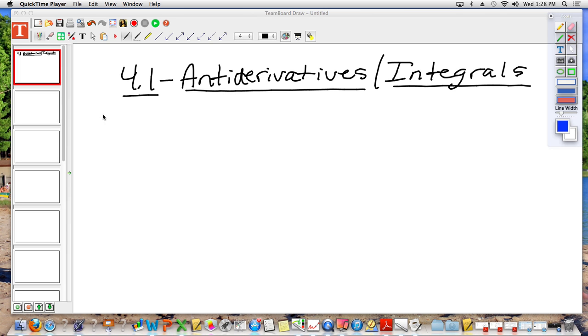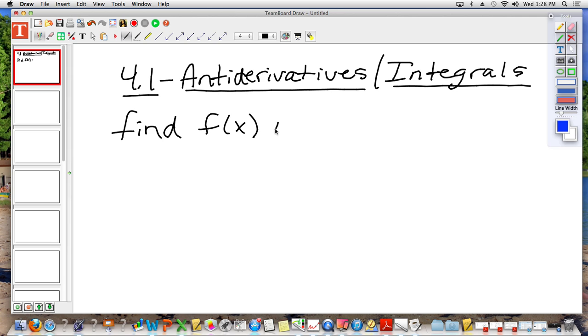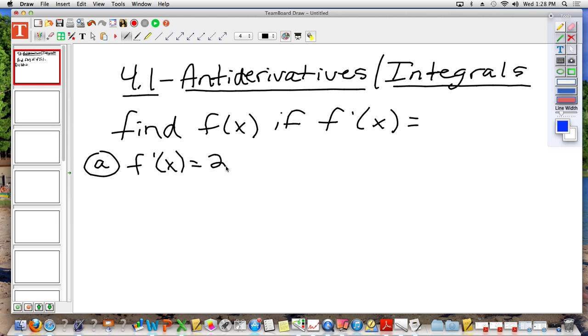So please label your notes 4.1 Antiderivatives and Integrals. And just as a warm-up, similar to what we just finished doing, what I would like you to do is figure out what f of x is if the derivative of f of x is equal to a few different situations. So in A, I'm going to tell you that the derivative is equal to 2x. What is the original function? So if the derivative is 2x, what was the original function?